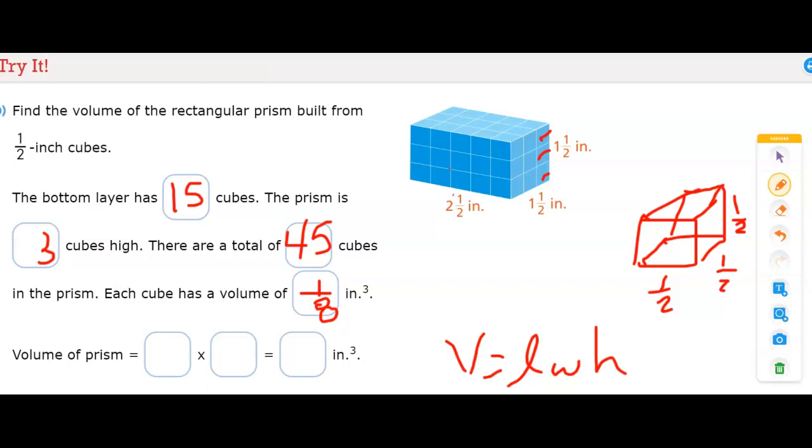So the volume of the prism would be the 45 cubes times the volume of one cube, which is 1/8, and multiply that together. 45 times 1/8 is equal to 5 5/8. So the volume is 5 5/8 inches cubed. And now you see that little 3 there instead of the 2 that we would see with area, because cubed is for three-dimensional shapes. So that's why it is cubed.